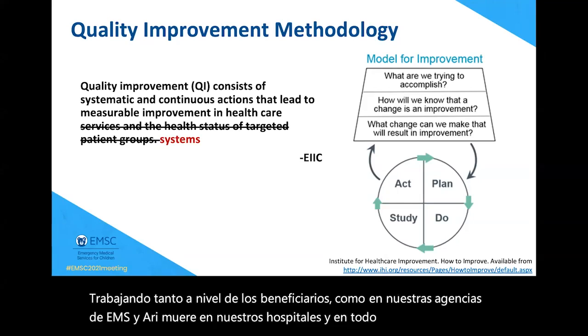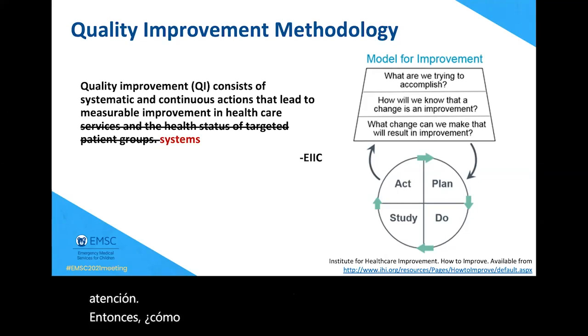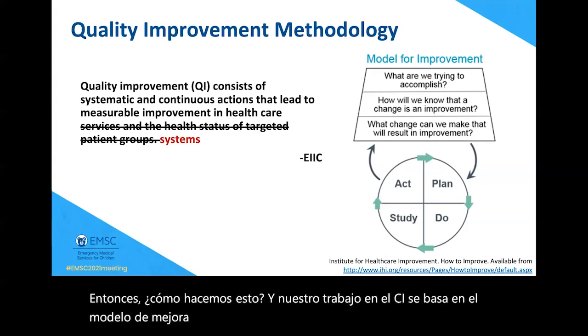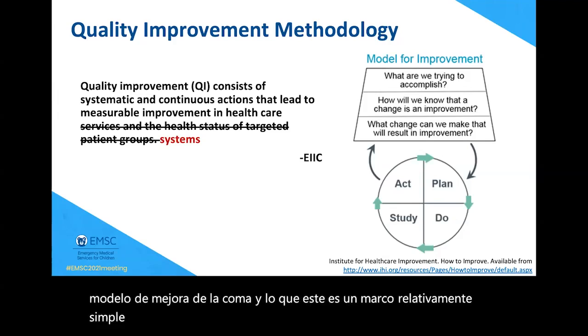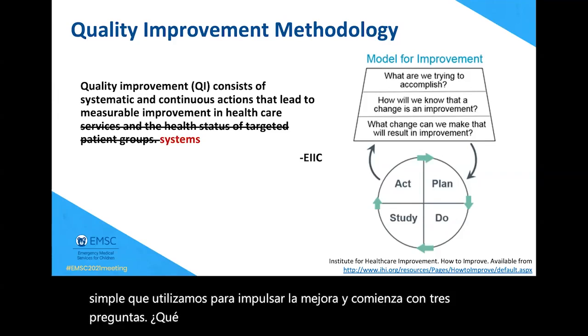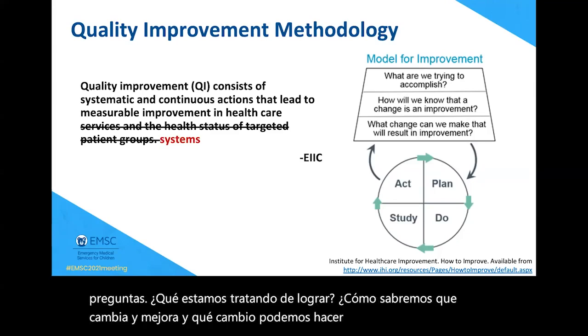So how do we do this? Our work at the EIIC is based on the model for improvement, a relatively simple framework that we use to drive improvement. It begins with three questions. What are we trying to accomplish? How will we know that a change is an improvement? And what change can we make that will result in improvement? So this first one, what are we trying to accomplish?